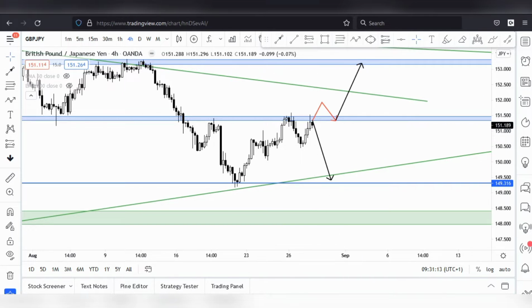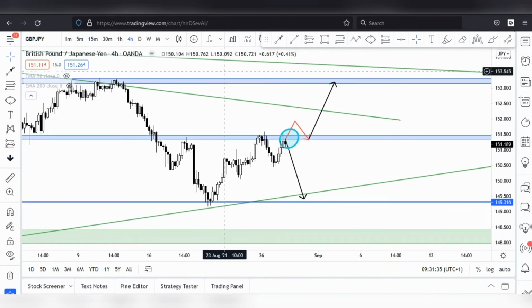So this area is a very key area for me, and I'm looking for price reaction around here and see what happens. So if price forms a bearish reversal, like I said, I'm taking my sell trade to the downside. And if price breaks above it, I'll wait for a retest and look to take my buy opportunities to the next resistance level. So this is my analysis for GBPJPY.